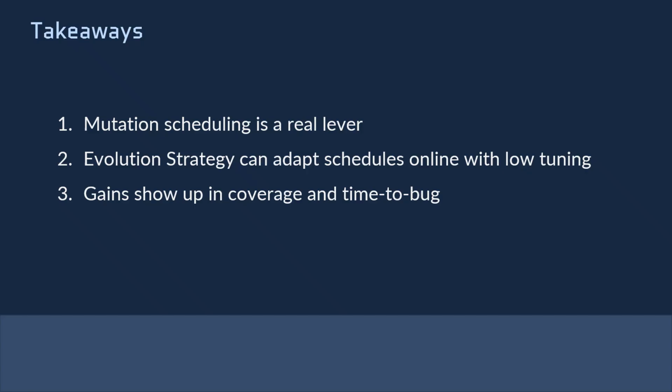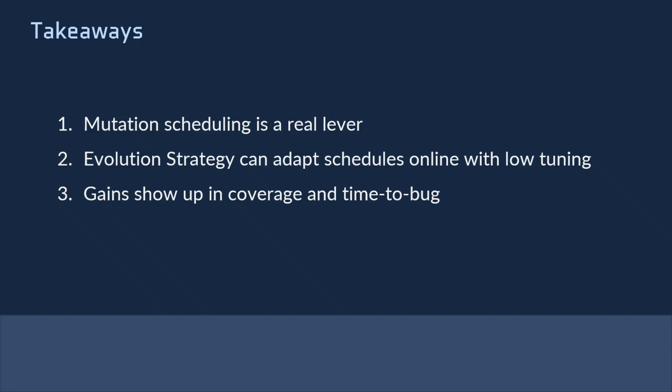So some of the key takeaways here. First off, mutation scheduling is a real lever. Even with the same seed queue, choosing better mutation operators at better times can noticeably change the fuzzing trajectory. Second, Darwin shows that you can use a simple evolution strategy to adapt schedules online without turning the fuzzer into a heavyweight, complex learning system. And third, the reported gains show up not only in coverage curves, but also in bug finding speed on benchmarks. This means it's not just more coverage, but it's actually better at producing results.